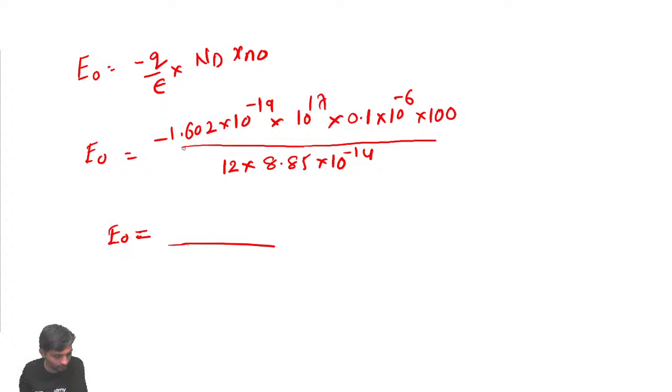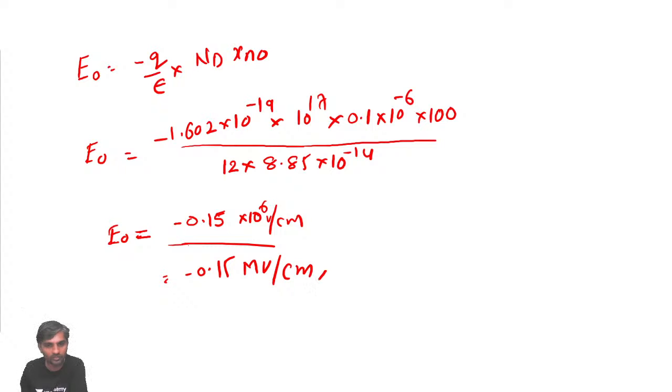We are supposed to get minus 0.15 into 10 to the power of 6 volts per centimeter. That is minus 0.15 megavolts per centimeter we got. That's what we got, right? 1, 2, 3, 4, 5, 6.